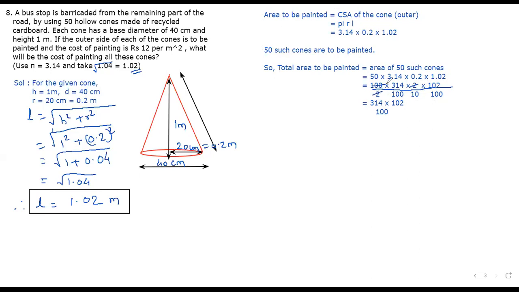2 and 2 got cancelled. This and this get cancelled. So divided by 1000. Sorry. Take a screenshot now. Take a screenshot. Very fast, the meeting is going to get over. And now just find the cost.